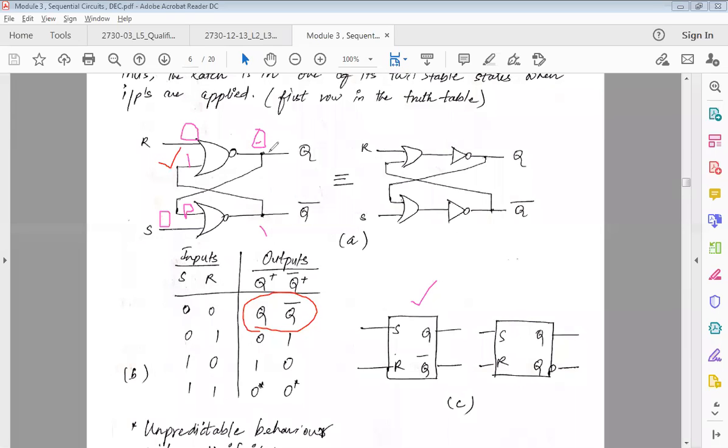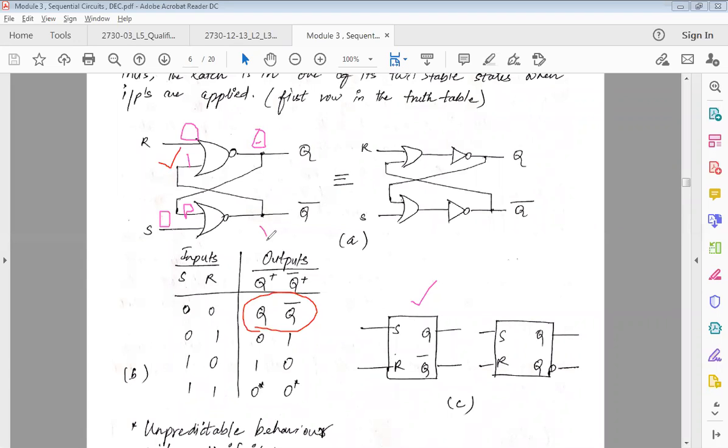So previous values, now I switch it on, and then I want to know what values are there. Forget about on and off. If my values are 0, whatever values were there previously, the same thing will be there. Previously we had computed that the values were 0 and 1. So Q is equal to 0 and Q bar is equal to 1.